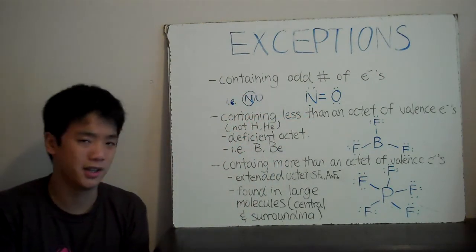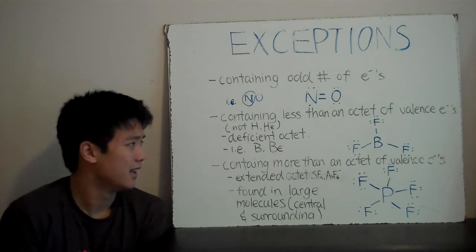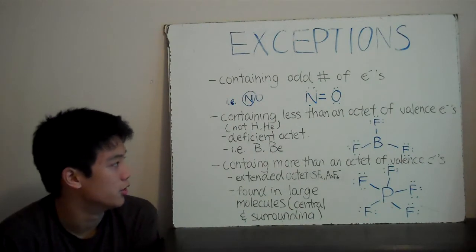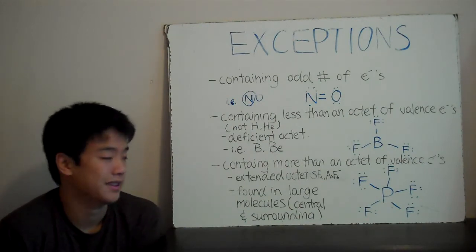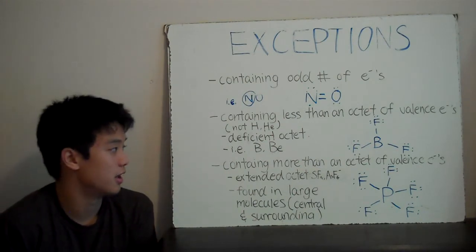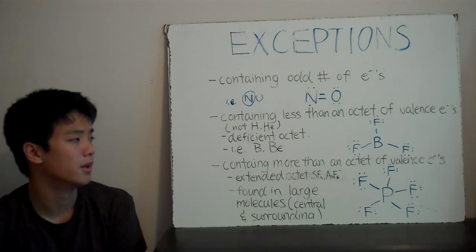Exceptions can also be found in molecules containing less than an octet of valence electrons, not including hydrogen and helium, which only have one valence electron, and you can't really consider that. This is also called a deficient octet. It's often found in compounds containing boron and beryllium.